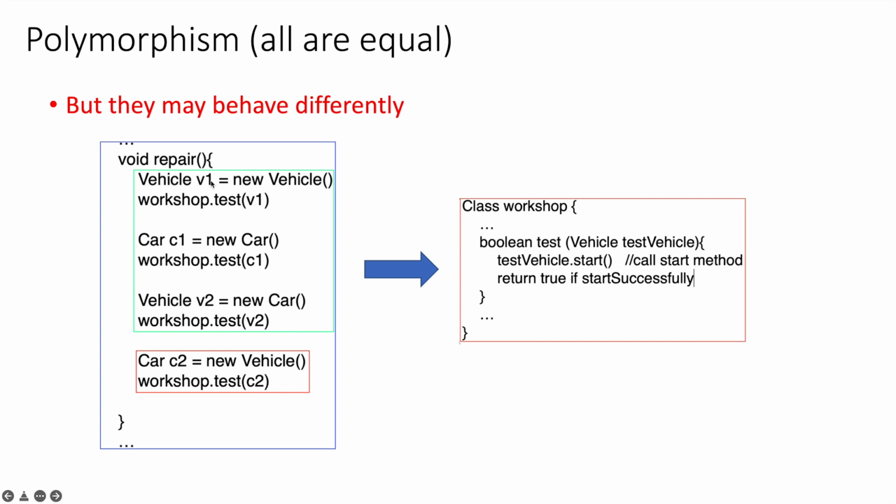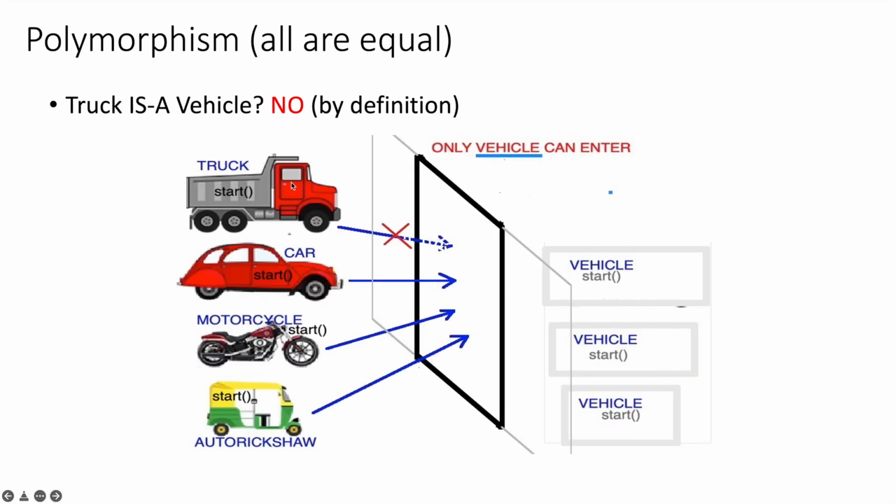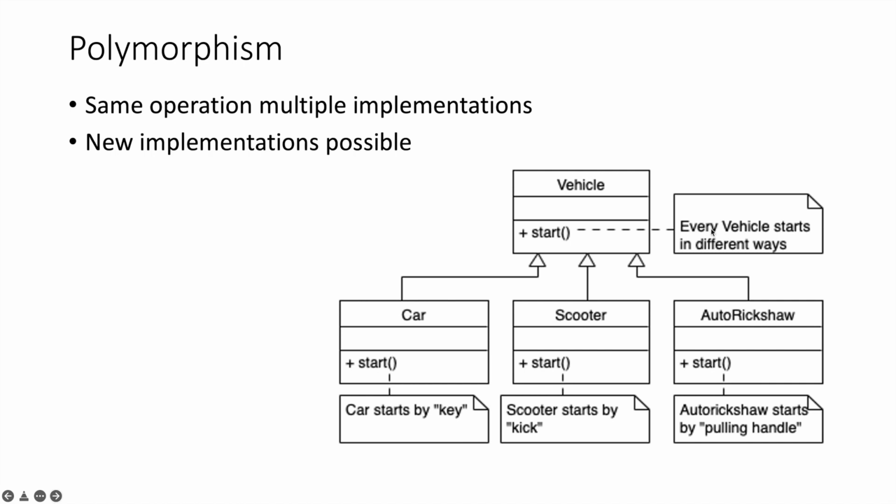So there are two things to remember. One is the class of the object and the class of the reference handler. This v1 is a handler to this object, and these two can be different, as we will see in later cases. So this v1 is passed to the test operation. Now v1 takes the place of testVehicle. Inside it, testVehicle.start means v1.start. And what will happen? It will call the start method of a vehicle. And what was the start method of a vehicle here? It will print every vehicle starts in different ways.